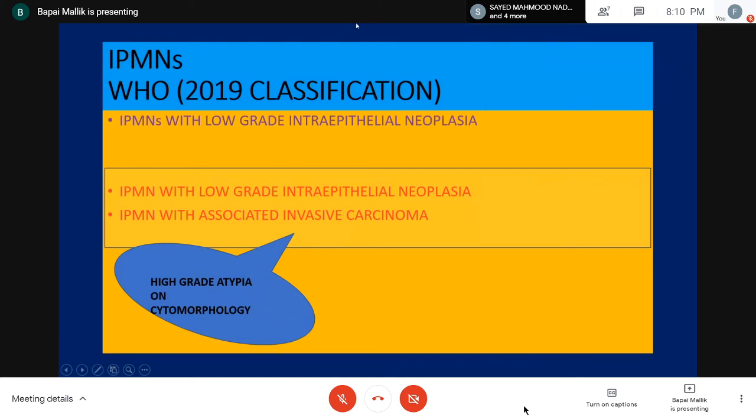Once again, I've made the same mistake because I just used a copy paste of this. It should be a high grade intraepithelial neoplasia, not low grade. Sorry about that. And this high grade and the ones associated with invasive carcinoma are the ones which are equivalent to high grade on cytomorphology. Certainly, I'm going to change this before I send you the presentation or the PDF file, Nadeem. So I'm surely going to remember that.